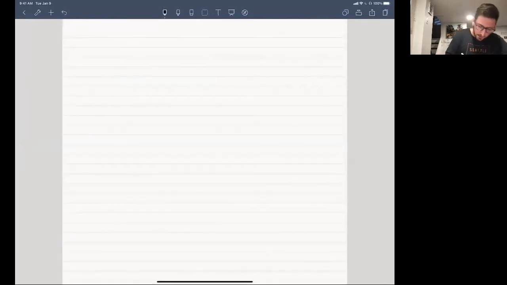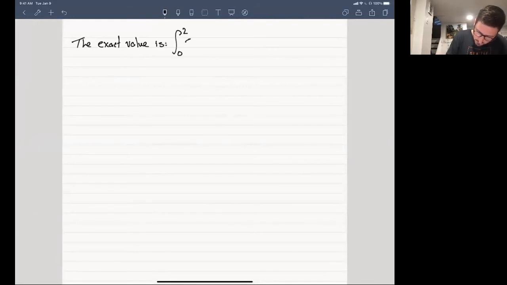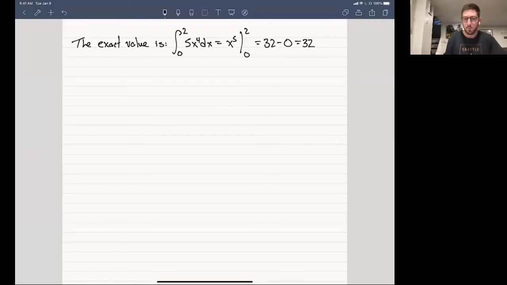But the exact value is, well, we can just compute this. We're good at these integrals now. This gives me x to the 5 from 0 to 2, which is 32 minus 0, which is equal to 32. So the error is equal to 1/12. That's why I wrote it like that, because we overestimated by 1/12 using Simpson's rule.